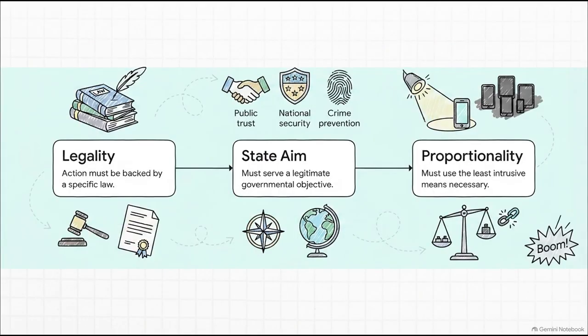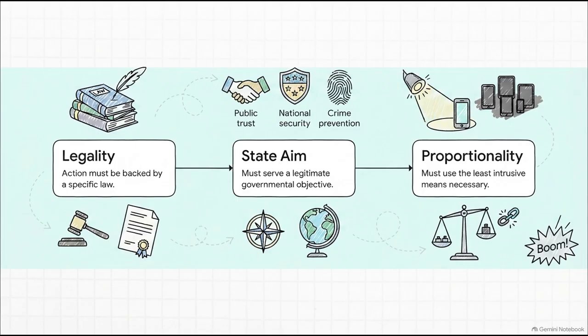But simply declaring something a fundamental right isn't quite enough, right? You have to actually define its boundaries. So, to make sure the state doesn't just trample this right, the court built a super strict 3-part test. Any privacy-infringing action has to survive this test to be constitutionally valid. Number 1 is legality, meaning the state can't just act on a whim. There absolutely must be a specific law backing the action up. Number 2 is a legitimate state aim. The restriction has to serve a real, valid purpose. Think national security or preventing a crime. And number 3, proportionality. The government must use the least intrusive means necessary.